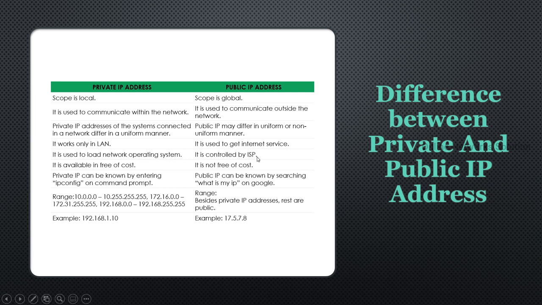A private IP is used for the local network operating system, while a public IP is controlled by the ISP. A private IP is available free of cost, while a public IP is not free of cost. A private IP can be found by entering ipconfig on the command prompt. A public IP can be found by searching "what is my IP" on Google. The ranges have already been mentioned on our previous slides. An example of a private IP is 192.168.1.10, and an example of a public IP is 17.5.7.8.